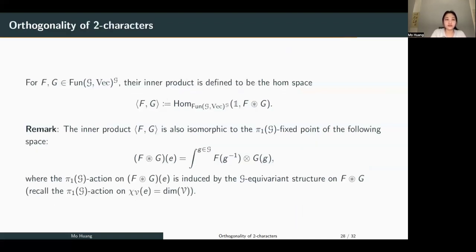And for F and G in the covariantization, their inner product is defined to be the hom space as follows. Moreover, the inner product is also isomorphic to the pi_1(G)-fixed point of the following space, where the pi_1(G) action on the space is induced by the G-equivariant structure on this F tensor G.